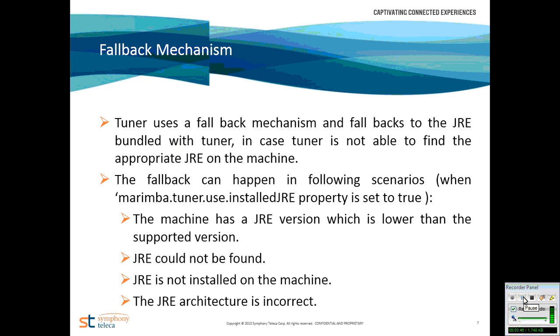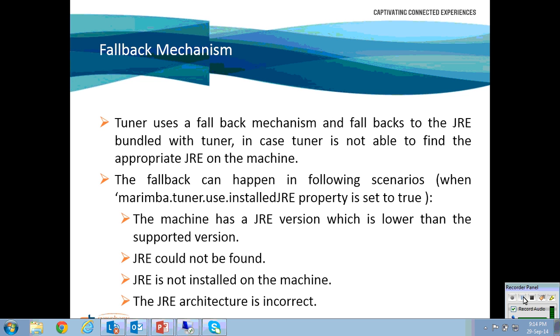As I mentioned earlier, we have a fallback mechanism where tuner falls back to the JRE that is bundled with the tuner in case tuner is not able to find the appropriate JRE on the machine. So this can happen in cases where a user has opted to use the JRE that is installed on the machine, but the machine has a JRE version which is lower than the supported version, or the machine doesn't have any JRE installed, or the tuner is unable to locate the JRE, or the JRE architecture is incorrect.